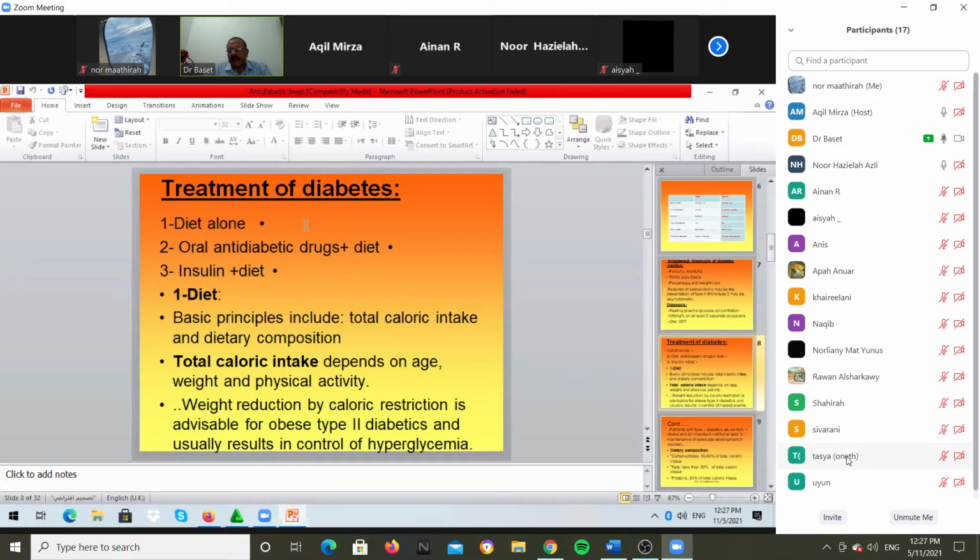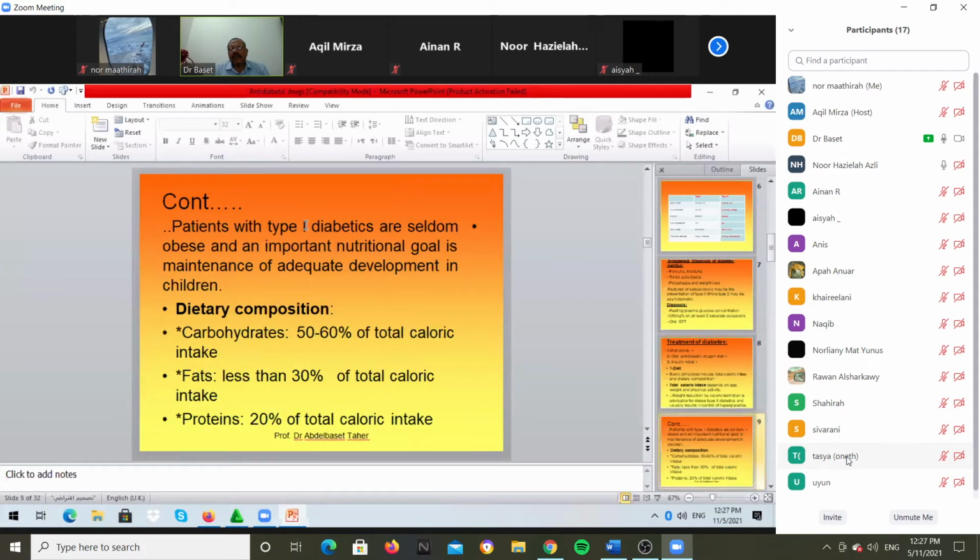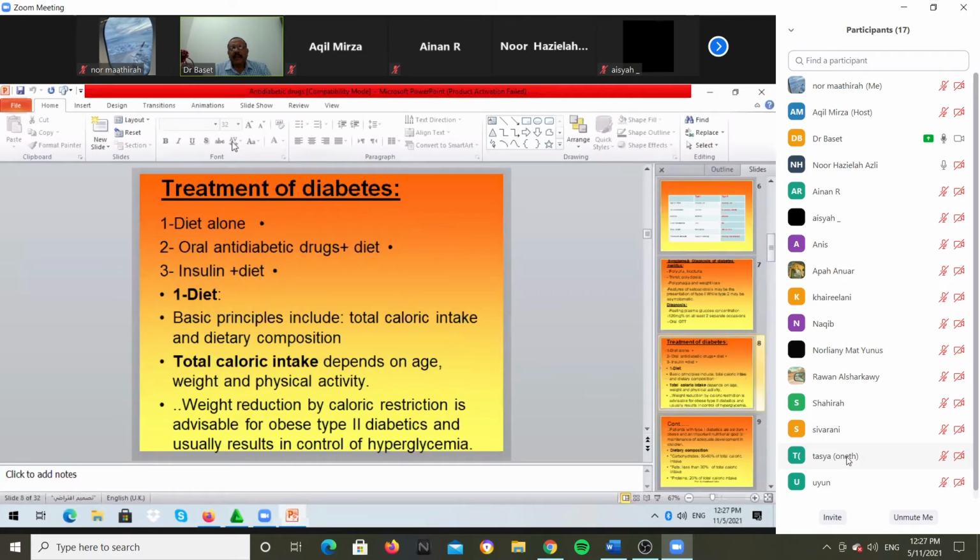This diet can control diabetes if we focus on the total caloric intake, and we make a good distribution for the diet composition. Just to say, the basic principles regarding the diet include total caloric intake and dietary composition.